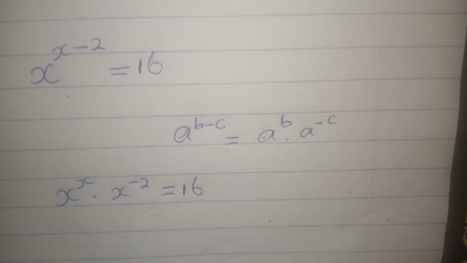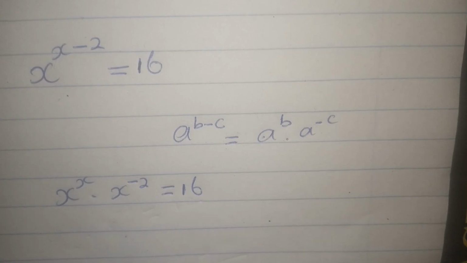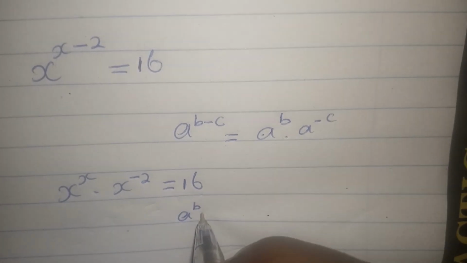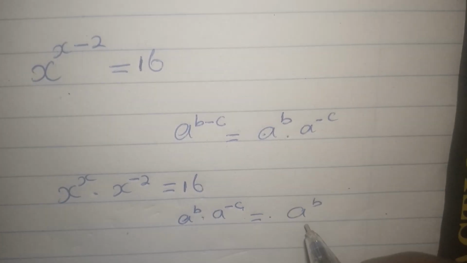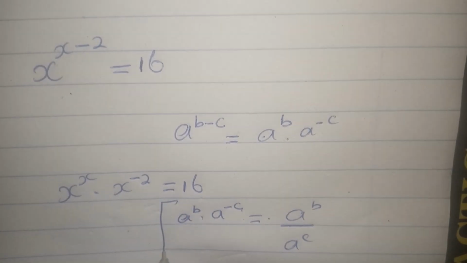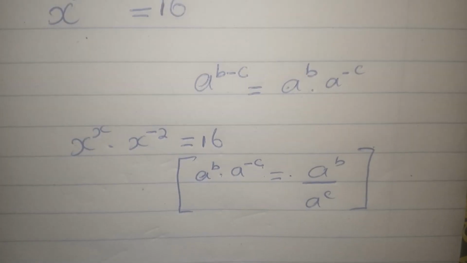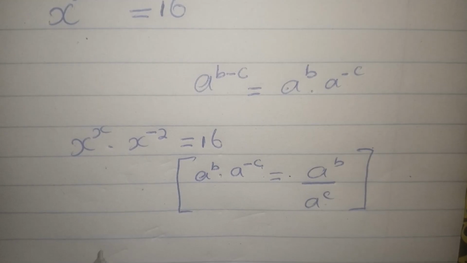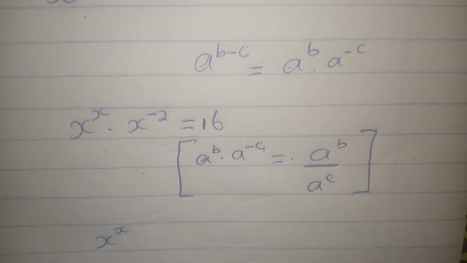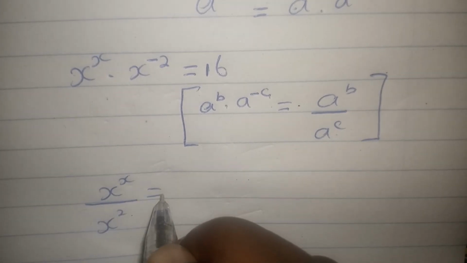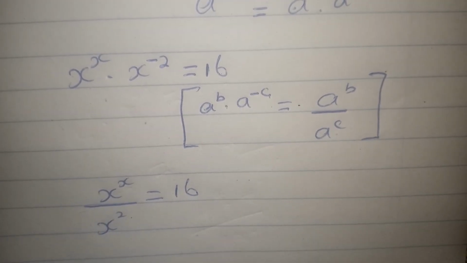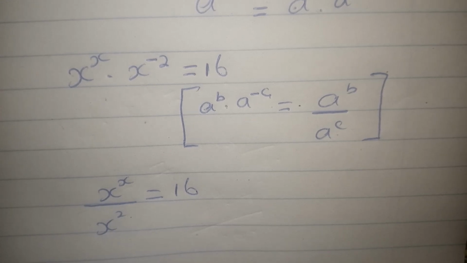Okay, so from here we are going to apply a rule which says if you're having a to the power of b times a to the power of minus c, it is also equal to a to the power of b divided by a to the power of c. So if we put this rule here, we simply have x to the power of x over x squared equals 16. Okay, so this is what we're now having. So how do we look for x?